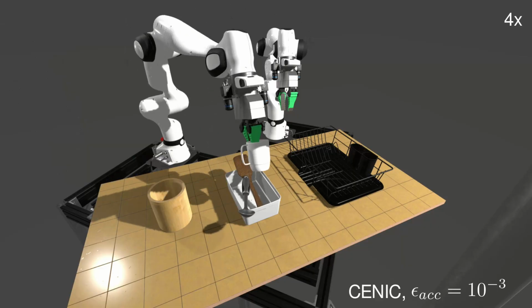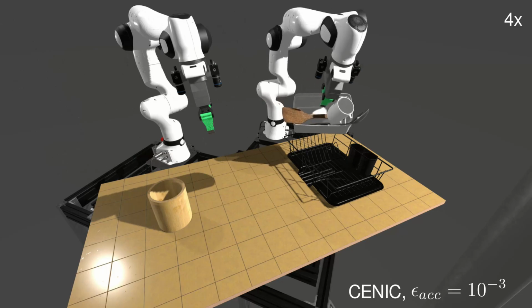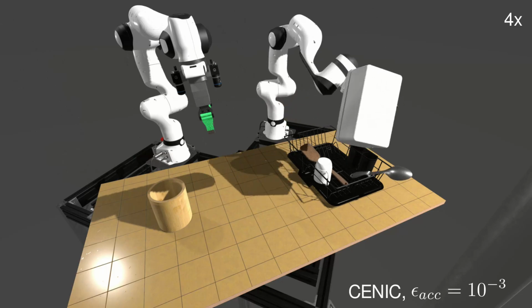With error control, CENIC completes the 100-second simulation without obvious artifacts in about 30 seconds. A real-time rate over 300%.